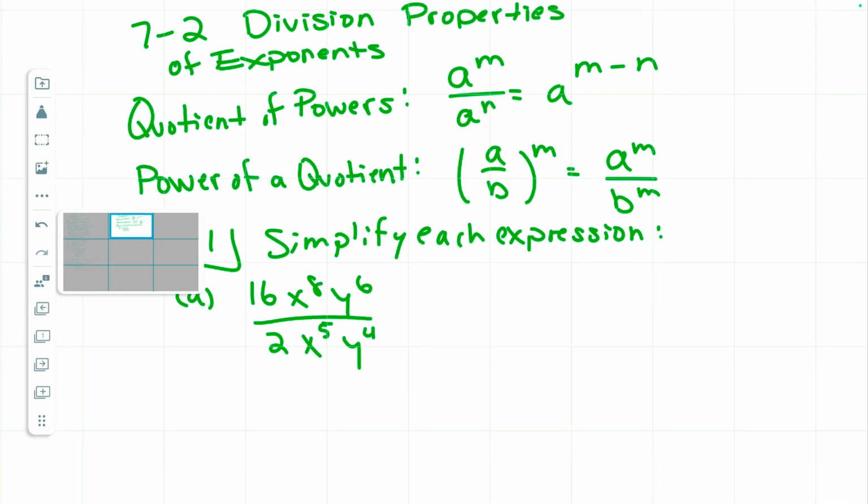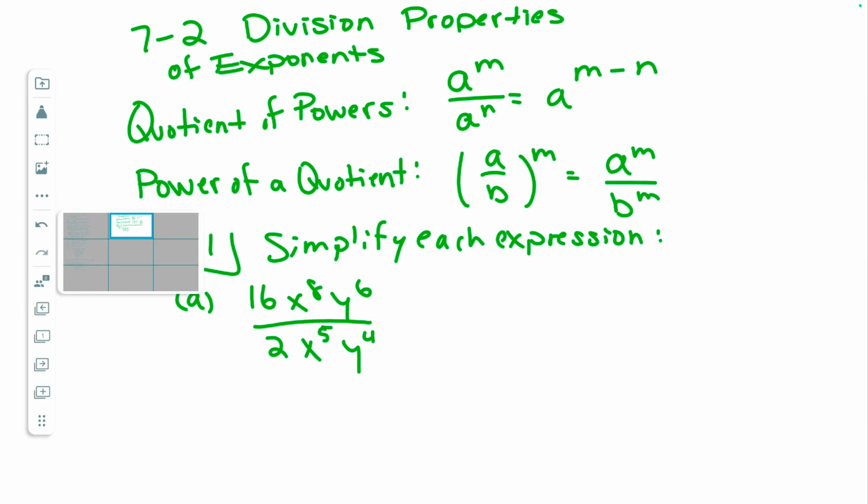So when you take a look at this, let's start with the variables first. So what do we do with x to the 8th divided by x to the 5th? What will be the new exponent? X to the 3rd. And then y to the 6th over y to the 4th is y squared.